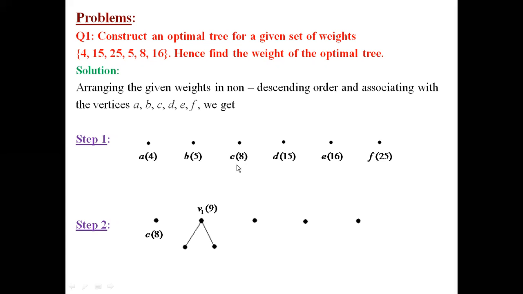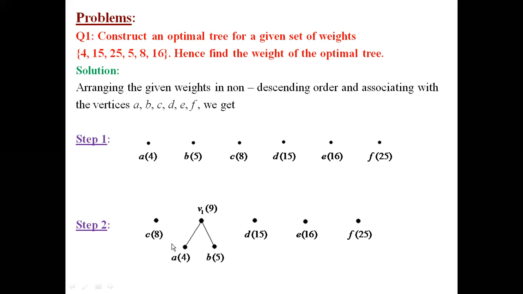So V1 has the weight 9. Its children are A and B. The remaining vertices D, E, F are also kept undisturbed. C comes to the beginning because it has the weight 8, which is lesser than the new vertex weight, that is V1 vertex weight 9. So that is the reason we place vertex C at the first place and then followed by the new vertex or the new root V1, whose children will be A and B.